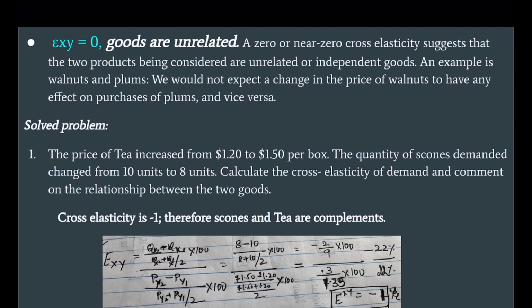The quantity of scones demanded changed from 10 units to 8 units. Calculate the cross elasticity of demand. Comment on the relationship between the two goods. The cross elasticity after calculation is -1, so therefore the scones and tea are complements.